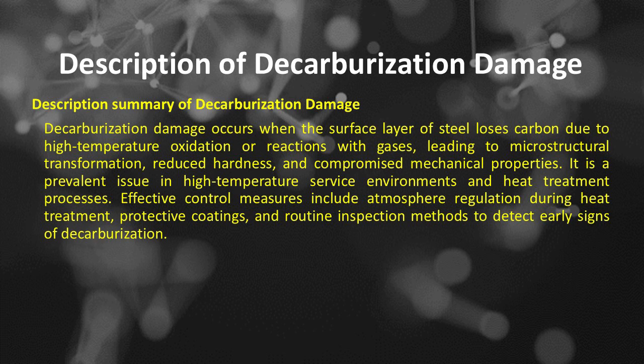Description summary of decarburization damage. Decarburization damage occurs when the surface layer of steel loses carbon due to high-temperature oxidation or reactions with gases, leading to microstructural transformation, reduced hardness, and compromised mechanical properties. It is a prevalent issue in high-temperature service environments and heat treatment processes. Effective control measures include atmosphere regulation during heat treatment, protective coatings, and routine inspection methods to detect early signs of decarburization.